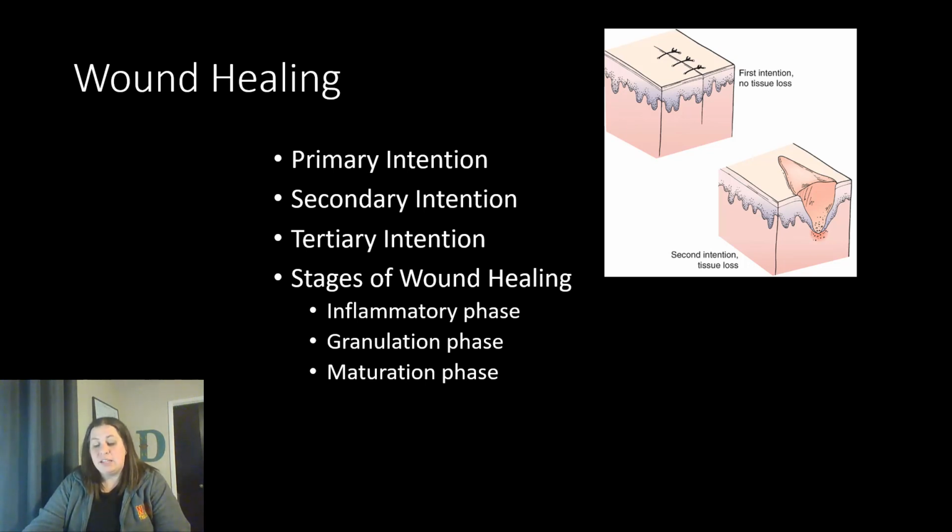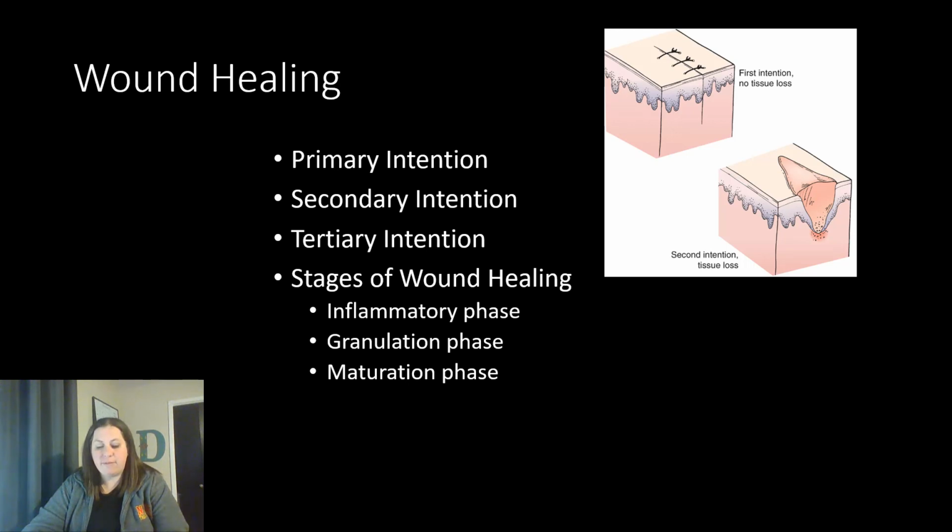Now, a tertiary intention is a little different. It's very similar to the secondary, but this is where a wound may be left open on purpose. It will be left open on purpose because an infection was already present and we want to make sure that it gets cleaned out. Sometimes they'll use a special type of vacuum type of wound dressing that would help pull out extra fluid and exudate, but it helps also keep it open so it does not heal too quickly.